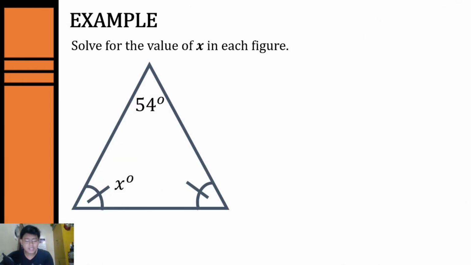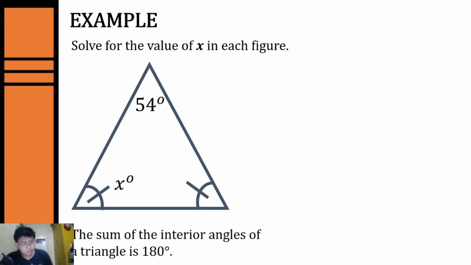Let's have another example. In this example, we're going to solve for the value of x. Looking at the figure, we are given an isosceles triangle because our base angles are congruent. To solve this, we need to use the theorem.